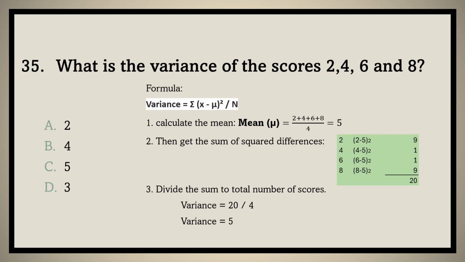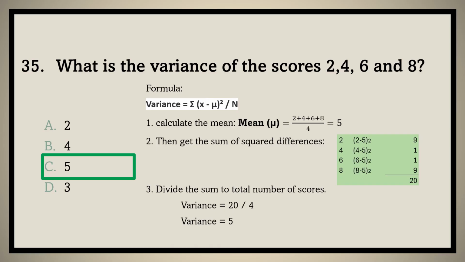Then get the sum of squared differences. That will be 2 minus 5 squared is 9. 4 minus 5 squared is 1. 6 minus 5 squared is also 1. 8 minus 5 squared is 9. Divide the sum to total number of scores. Variance equals 20 divided by 4 is 5. Therefore, the correct answer is C. 5.